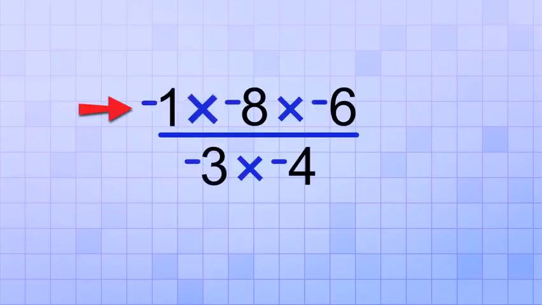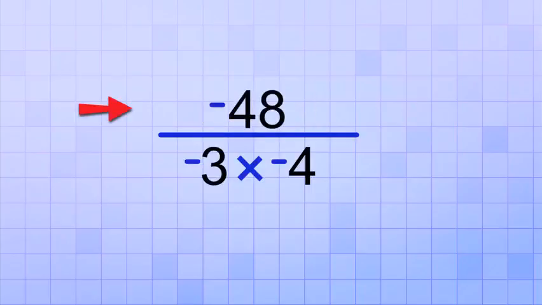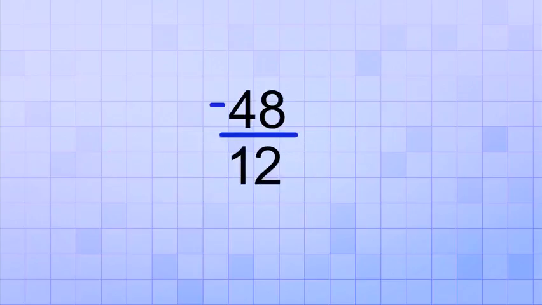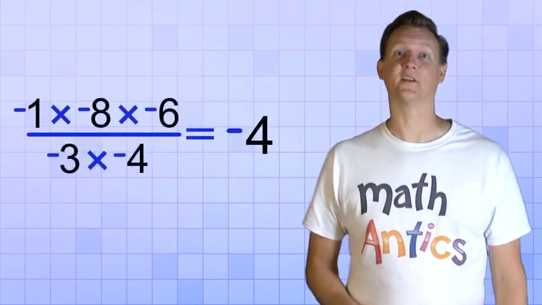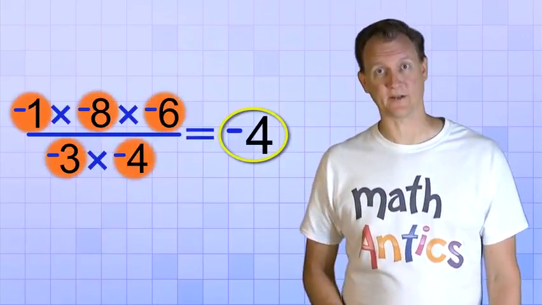Watch and see. On the top, negative 1 times negative 8 is positive 8. Positive 8 times negative 6 is negative 48. And on the bottom, we have negative 3 times negative 4, which is positive 12. And then as the final step, negative 48 divided by 12 is negative 4. So it worked. Our final answer is negative because we had an odd number of negative factors.